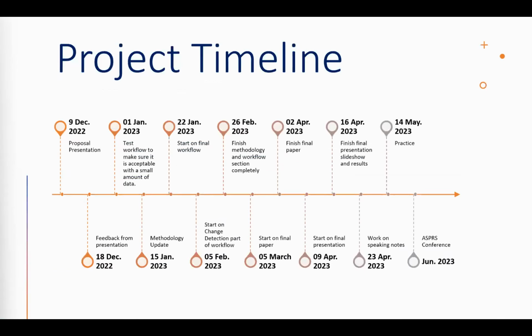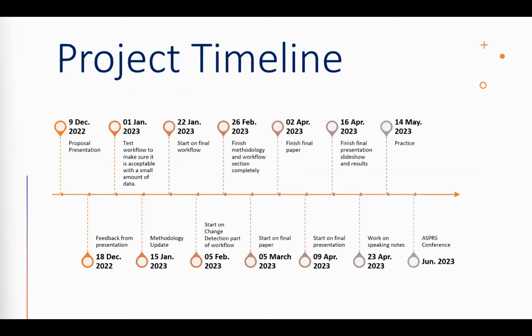This is the project timeline that will take place during the months between 596A and 596B. So today is my proposal, and I'll hear the feedback from the peers and advisors. Starting in January, I'll test my workflow all the way through with a small amount of data to make sure it's acceptable and change things as needed. This is necessary to find the most efficient and time-effective way to process the data.